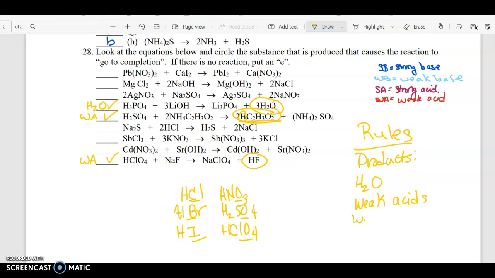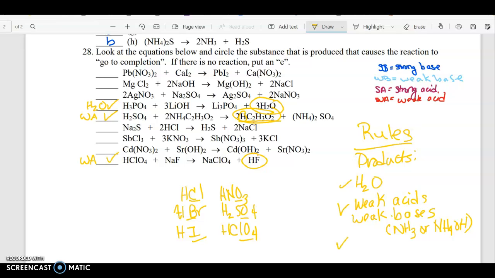Okay, so now let's look for weak bases. And in fact, there's really only one weak base that we cover in this class, which is written in two ways. Sometimes we write NH3, sometimes we write NH4OH. That's the same thing. So I don't see that anywhere. So we don't see any weak bases. All right. So we've got these. This is our weak category.